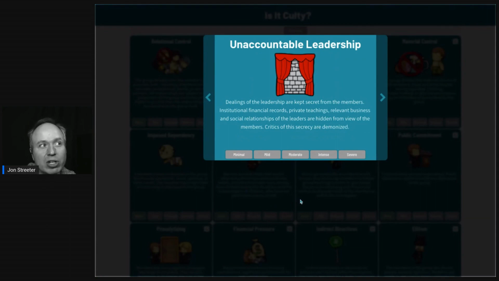Unaccountable leadership. The dealings of the leadership are kept secret from the members. Institutional financial records, private teachings, relevant business and social relationships of the leaders are hidden from the view of the members, and critics of this secrecy are demonized.